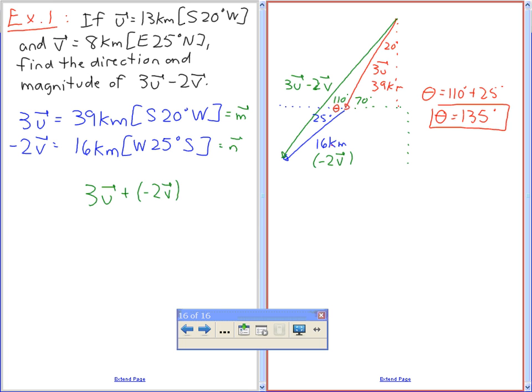Oh, yes? Cosine law? Yes? Okay, sorry. Okay, so I'll work it all the way out, okay? Magnitude of 3u minus 2v squared equals 16 squared plus 39 squared minus 2 times 16 times 39 times cos 135.